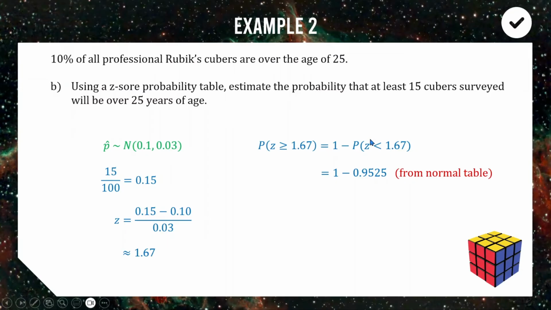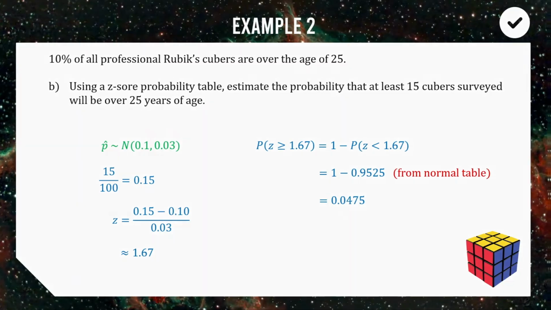So hopefully from the table, 1.67, you can read it and it says 0.9525. If we do the rest of the bell curve by doing 1 minus this, we get our approximation of 4.75% of our survey cubers being 15 or more over the age of 25. So there's our answer right there, 4.75%, done and dusted.